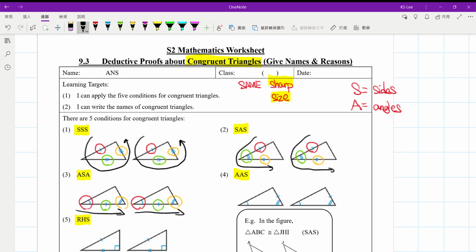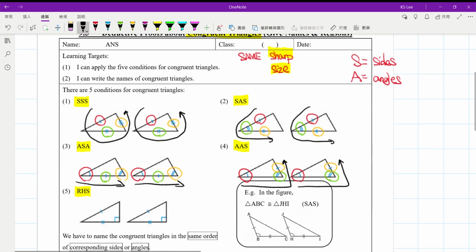How about the fourth one? First of all, we have the first pair of equal angles, and then the second pair of equal angles, and then a pair of equal sides. They are in the same order. So we can say that these two triangles are congruent using the reason angle, angle, side.